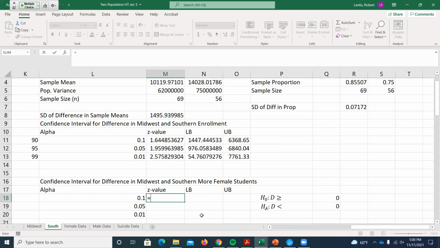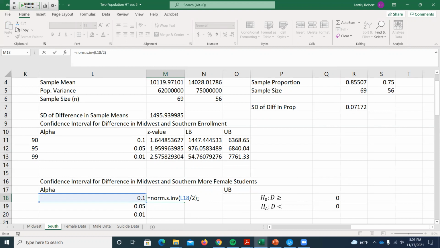I know the area in the tail. I want to find the corresponding z value. So I'm doing the inverse, right? So the function we have there is, well, I'm using proportions, so I'm using a standard normal distribution, but I'm working in reverse, or the inverse, right? And I want alpha divided by 2, right, in each side of my confidence interval.